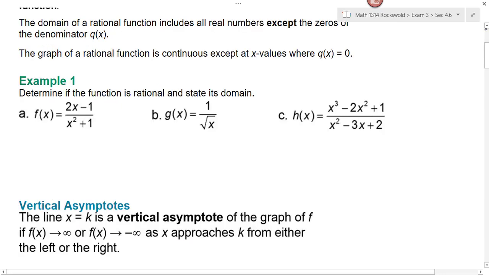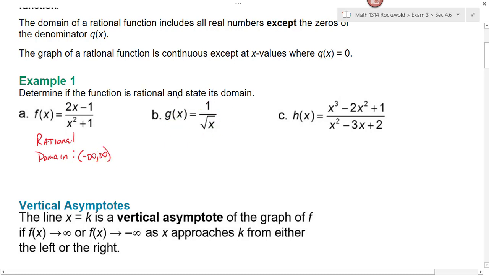In example 1, we're asked to determine if the function is rational and state the domain. Is this a rational function? Do I have a polynomial on top and a polynomial on bottom? Yes, it is a polynomial on top and a polynomial on bottom, so this is rational. The domain is going to be all real numbers except what makes the denominator 0. Is anything going to make this denominator 0? I have x squared plus 1. Is there a number that I can square and get a negative 1 so that this zeroes out? Not a real number. There is a complex number, but when I'm asking about the domain, I'm talking about the real numbers. So the domain here would be all real numbers from negative infinity to infinity.